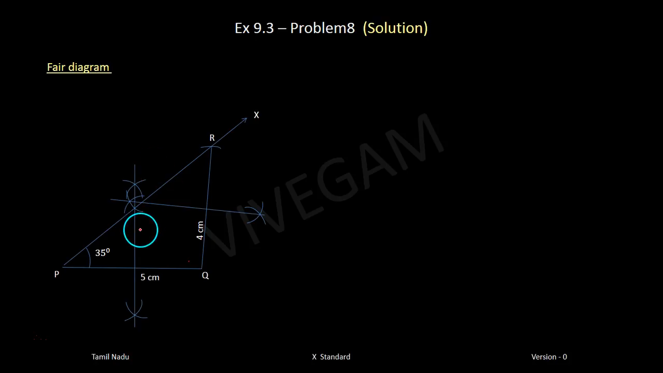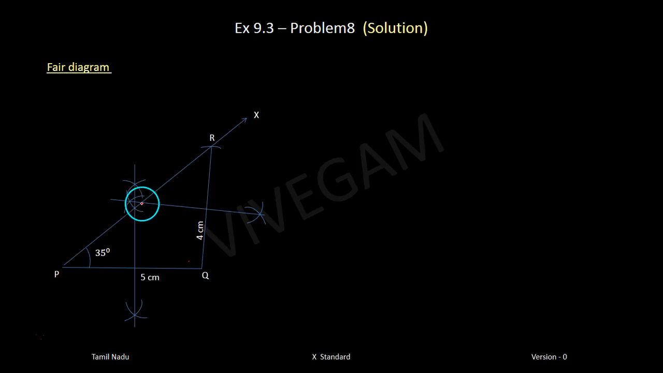How to do the perpendicular bisector? Take a radius which is more than half the length of PQ. So 5, half of it is 2.5. So let us take 3 centimeter as radius. With P as a center and radius of 3 centimeter, draw one arc above P and below P. And with Q as a center and with the same radius of 3 centimeter, draw an arc below Q and above Q. The two arcs intersect each other at these 2 points. Join these 2 points, and that is your perpendicular bisector of PQ. Similarly, do the same for the QR also.